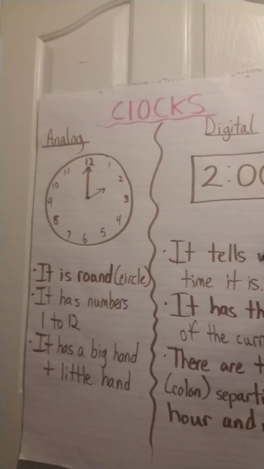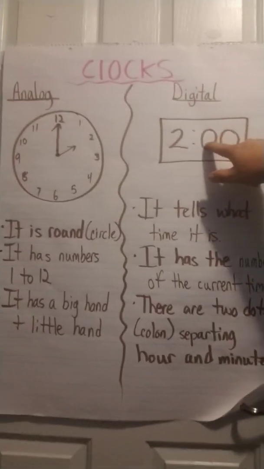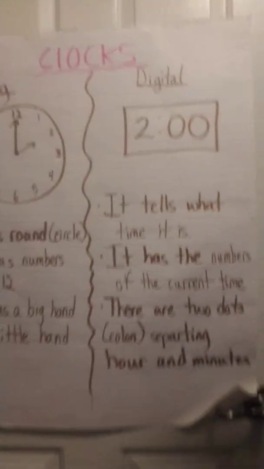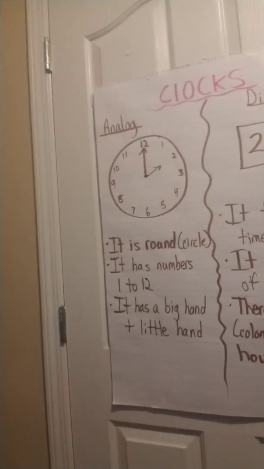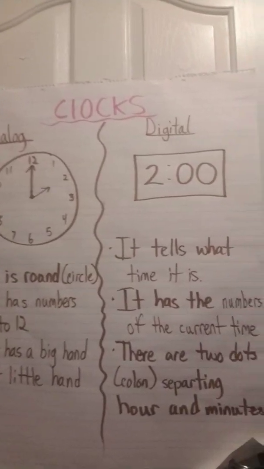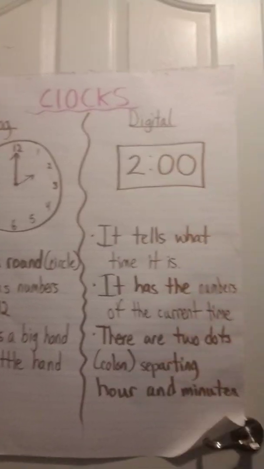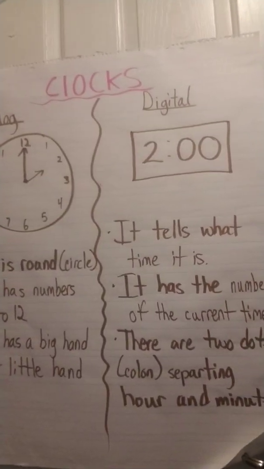And some of you are going to say 00. Very good. You're going to learn that 00 means o'clock today. There are 2 dots separating the hour and the minutes. These 2 dots are actually called a colon. But a lot of you just refer to them as 2 dots, but the correct term is a colon.